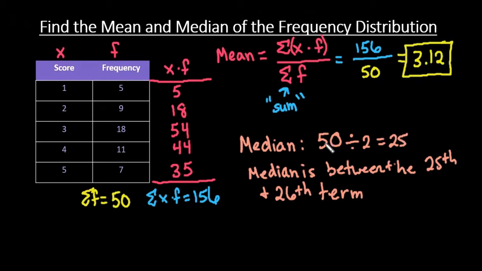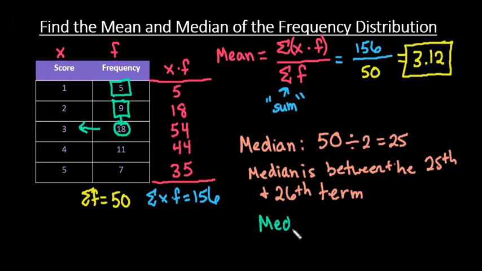So half of 50 is 25. So what I'm going to do is go and look at my frequencies. So I'm going to take these values here and add them together until I find where the 25th term would be. So if I take 5 plus 9, that would give me 14. So I need 11 more, and we can see that this one has 11 more, so it's going to fall in this column. So this would end up being our median.